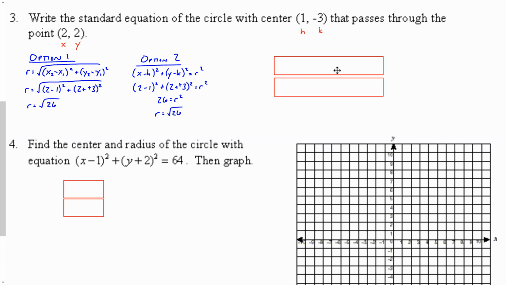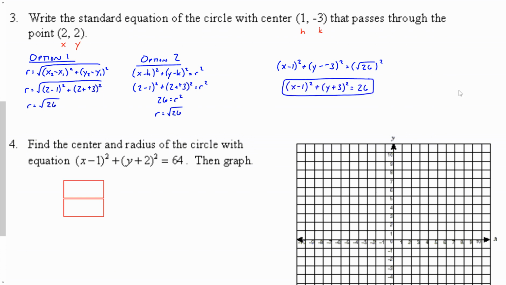So once we have that, we can take the center and the radius and plug them into the standard equation for a circle. And then simplifying anything that we can for our final equation of (x minus 1) quantity squared plus (y plus 3) quantity squared equals 26. When you square the square root of something, the square and the square root basically cancel each other.